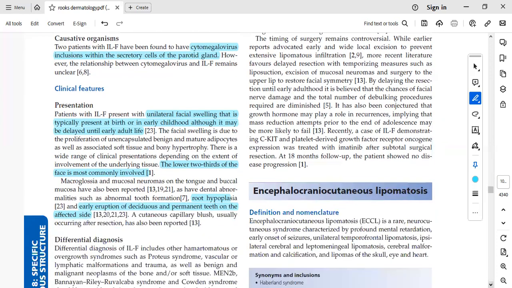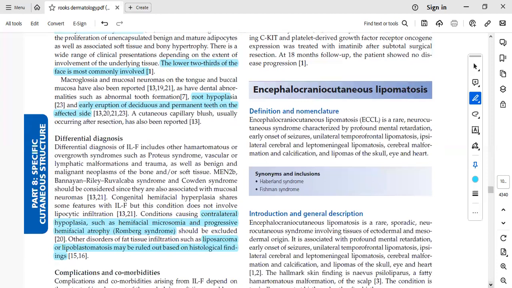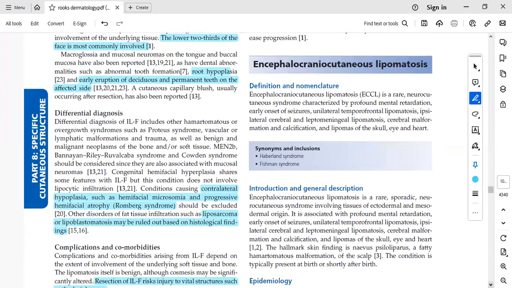Now we will come to the next topic, encephalocraniocutaneous lipomatosis. It is a rare neurocutaneous syndrome characterized by profound mental retardation, early onset of seizures, unilateral temporofrontal lipomatosis, ipsilateral cerebral and leptomeningeal lipomatosis, cerebral malformation and calcification, and lipomas of the skull, eye, and heart. So it has features of both the cutaneous features as well as the features associated with CNS.